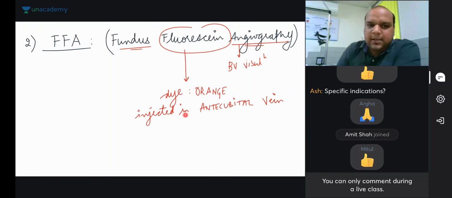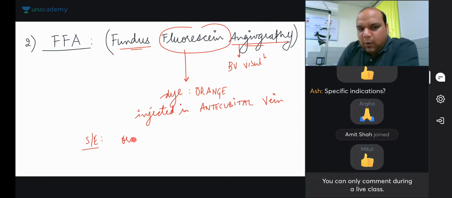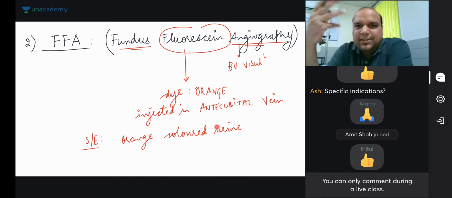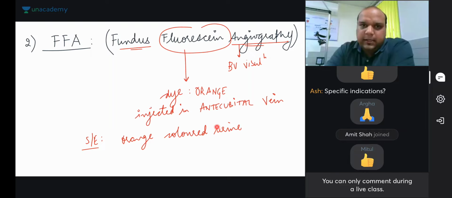Before I go on to the image, I'll do a very simple thing. What is the side effect of FFA? Side effect of FFA is orange colored urine. Please remember, it's not a complication, it's not a contraindication, it's just a side effect. You have to inform the patient before doing FFA that for 2 to 3 days your urine will be much darker, orangish in color. There is nothing to worry about. We expect that, so the patient doesn't come running to you or to some other doctor saying, my urine has become orangish, I got jaundice or whatever. For at least 2 days this will occur.